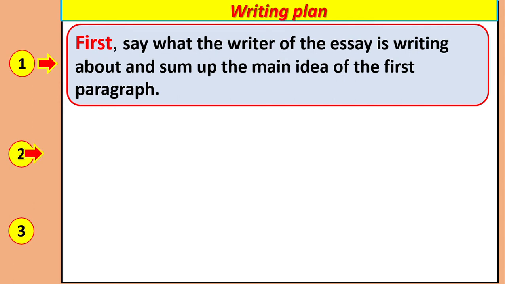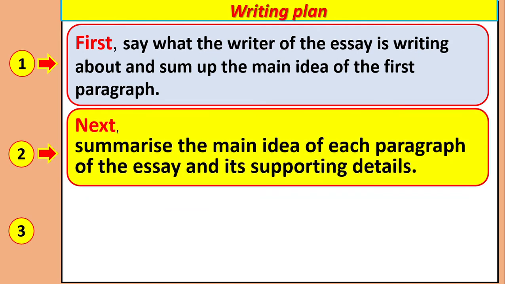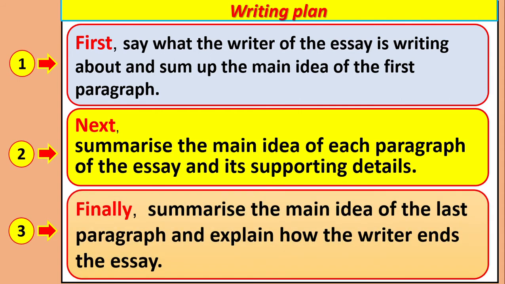Move to the second part of my summary. Next, summarize the main idea of each paragraph of the essay and its supporting details. After mentioning the main idea in the first sentence, you are going to summarize the main idea for each paragraph. For example, you have 3 paragraphs, get the main idea of them and get the supporting details. Finally, summarize the main idea of the last paragraph and explain how the writer ends the essay.